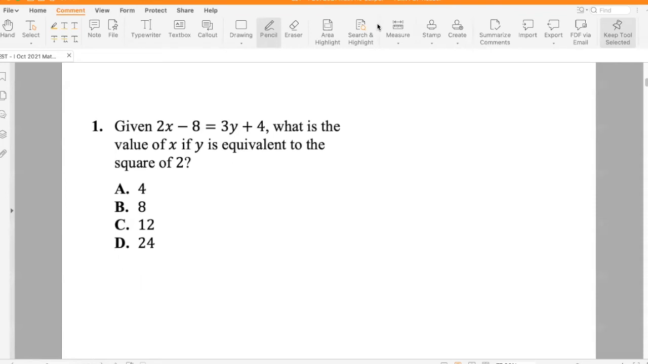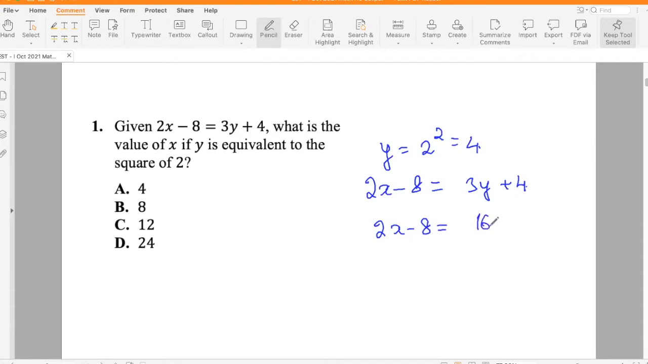Question 1. Given 2x minus 8 is equal to 3y plus 4, what is the value of x if y is equivalent to the square of 2? So y is given as 2 squared, which is 4. So 2x minus 8 is 3y plus 4. So 2x minus 8 is 3 into 4, 12, plus 4, 16. So 2x is 24. So x will be 12. Option C.